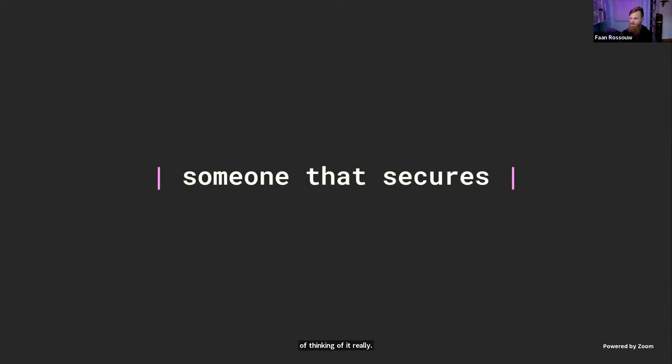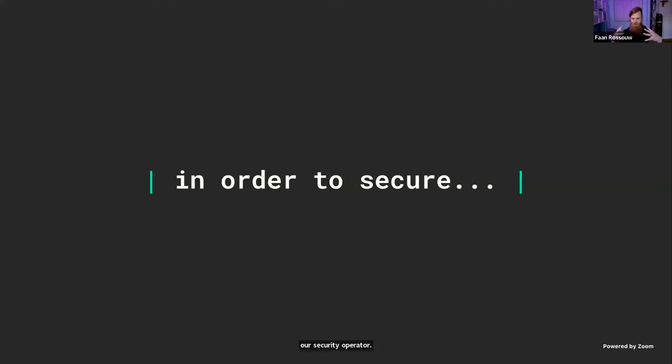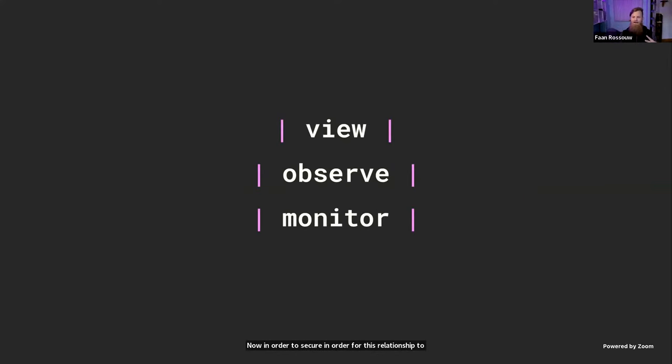And then in the case of someone that secures, at this point, I'm just going to define that as a security operator. I don't, at this point, want us to get locked into any specific approaches or paradigms to security. Let's just keep things as broad and generic as possible for now. So we have our network and we have our security operator. Now, in order for this relationship to make sense, there's one thing that's required. And that's the ability for the security operator to view the network. And I want to be clear, I do include a visual view, but it's much more than that. It's really any way in which the security operator can receive information and updated feedback in order for them to be able to observe and monitor. And this then will allow them to be able to detect whether or not a compromise has taken place.